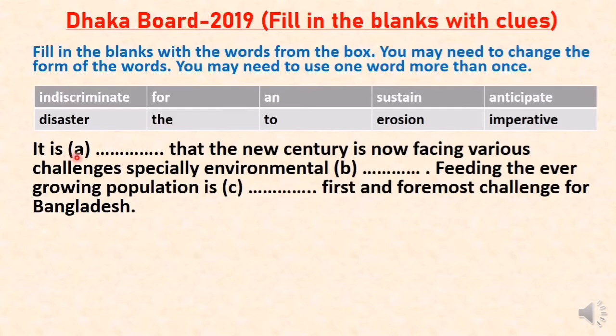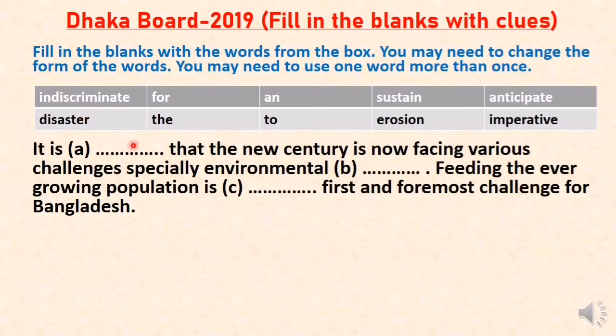It is dash that the new century is now facing various challenges, especially environmental dash. So it is dash that. So here by this word we can understand that a passive voice is given over here. That means here the verb will be used and definitely that verb should be in V3 form. So it is dash that the new century is now facing various challenges.